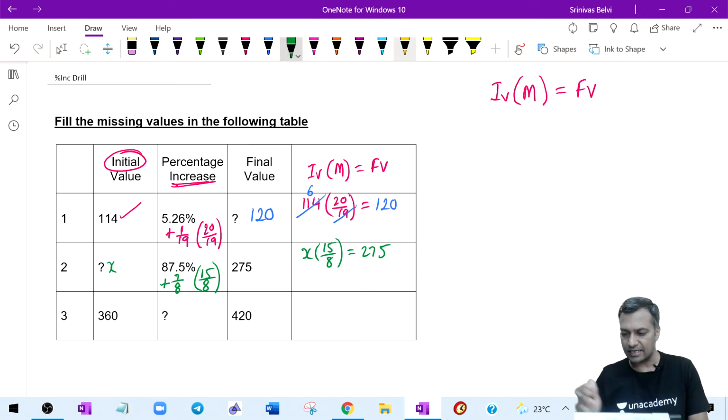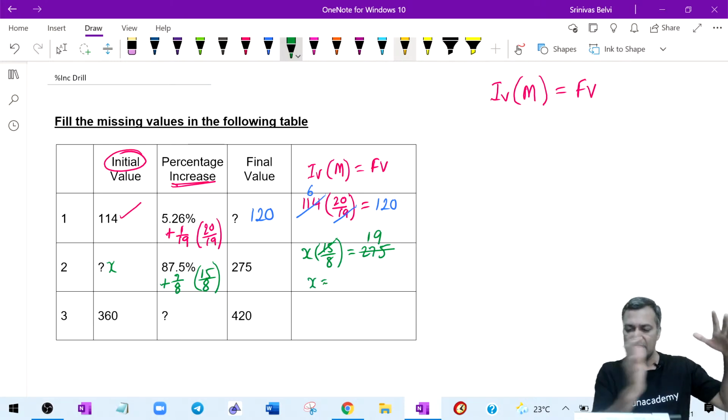Now let's understand what the final value is. Therefore, 15 one time 15, I get 135 on the other side, 15 nine times. Therefore, X is equal to 19 into 8, which was the initial value out there.